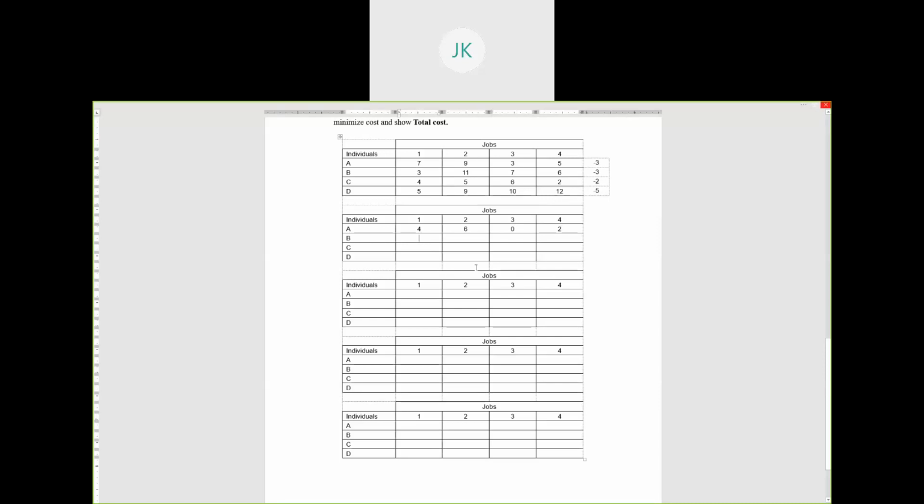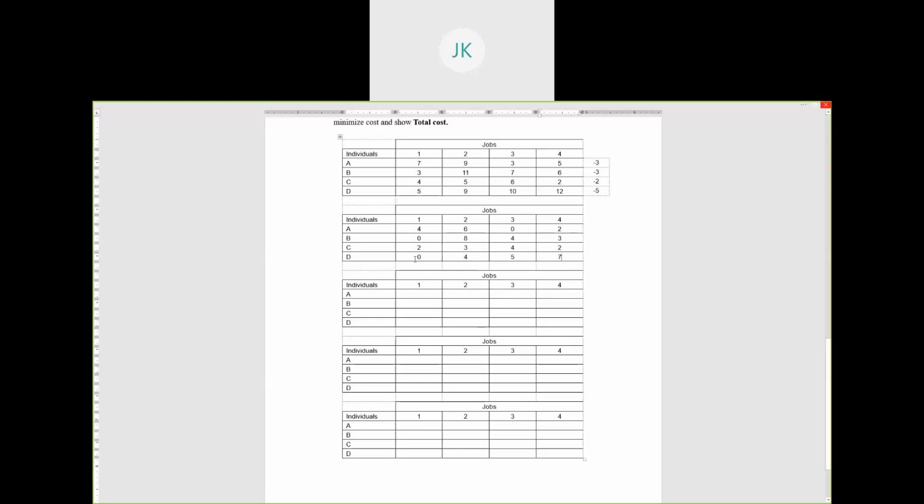row, 3 minus 3 is 0, 11 minus 3 is 8, 7 minus 3 is 4, 6 minus 3 is 3, and next row, 4 minus 2 is 2, 5 minus 2 is 3, 6 minus 2 is 4, 2 minus 2 is 0. And next row, 5 minus 5 is 0, 9 minus 5 is 4, 10 minus 5 is 5, 12 minus 5 is 7.